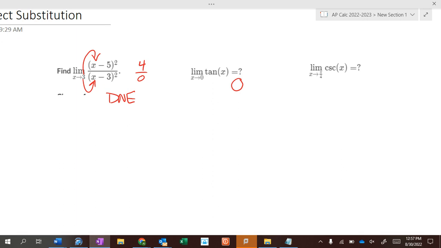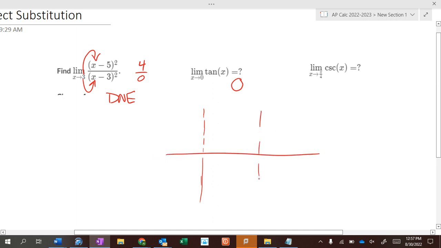If you want to know why, well, remember chapter 2 of Trig. Nobody remembers chapter 2 of Trig. The graph of tangent had asymptotes, and tangent looked like this.